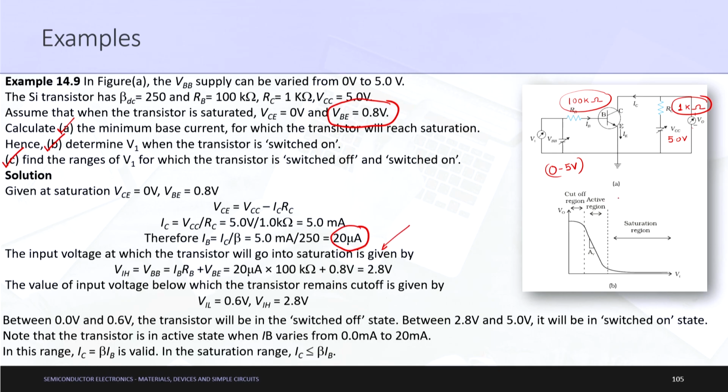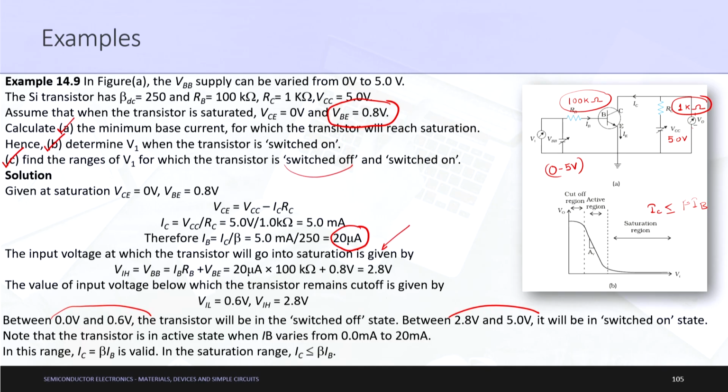These are just facts they are explaining so that we can use them in some other question. IC equal to beta IB is valid in the active region, and in the saturation range IC can be less than or equal to beta IB. The next point, determining V1 when the transistor is switched on or off, is these regions here. It is switched off between 0 to 0.6 volts, and switched on between 2.8 to 5 volts. That is how the working of a transistor as a switch can be understood.